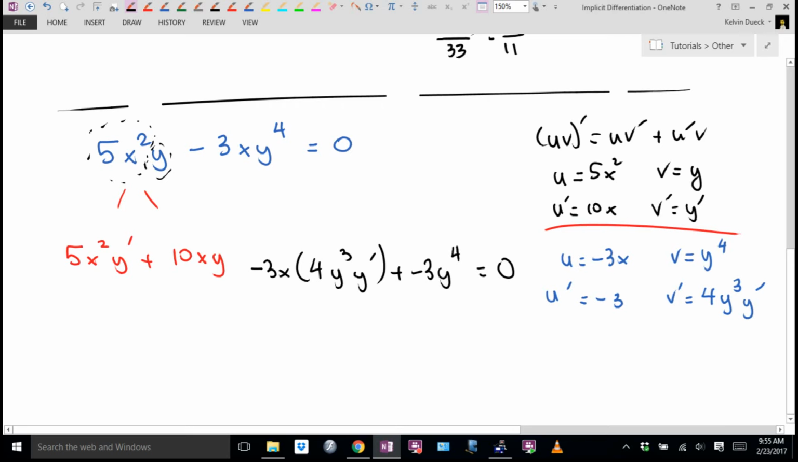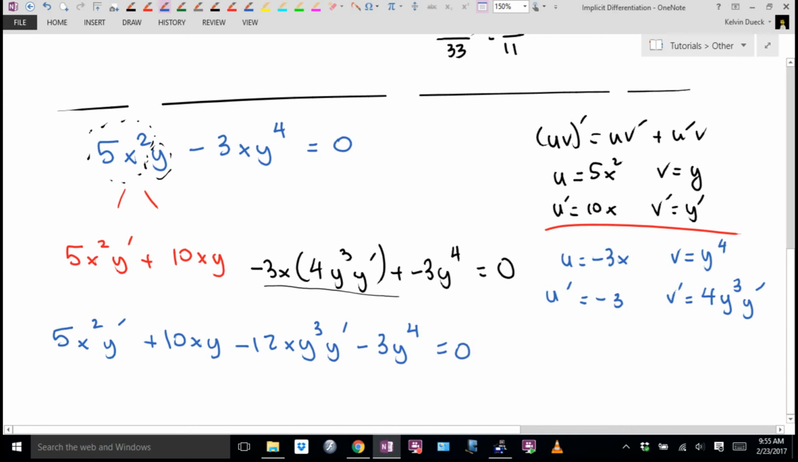I'm going to tidy this up a little bit. In particular, I think I can tidy this one up because I got a negative 3 times a 4, negative 12. Okay, so I'm going to quickly rewrite this. It's going to be 5x squared times y prime plus 10xy minus 12xy cubed y prime minus 3y to the 4th. That equals 0. What are we actually trying to find? y prime.